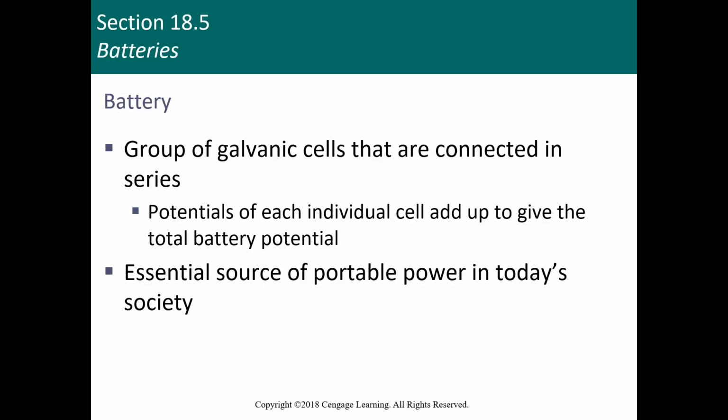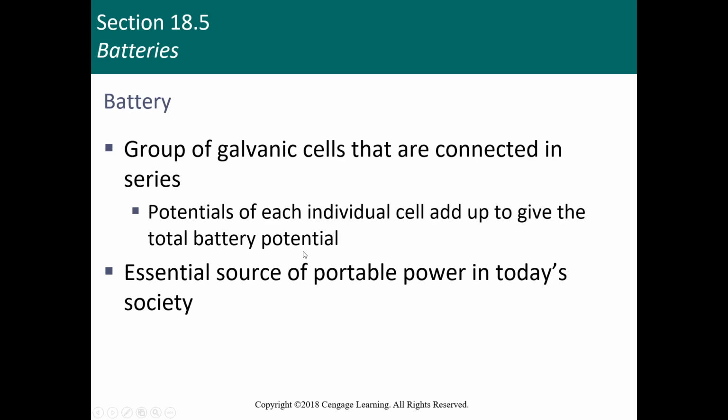All right, so a battery. Batteries are typically going to be groups of galvanic cells that are connected in a series. And a series means one after another, so their potentials will add together. Potentials of each individual cell will end up adding together to give the total battery potential, which you typically don't want a battery with 0.5 volts or 0.3 volts. That wouldn't work as well. So what you typically want is like a 9-volt battery, right? That's something you typically see, a 9-volt battery.